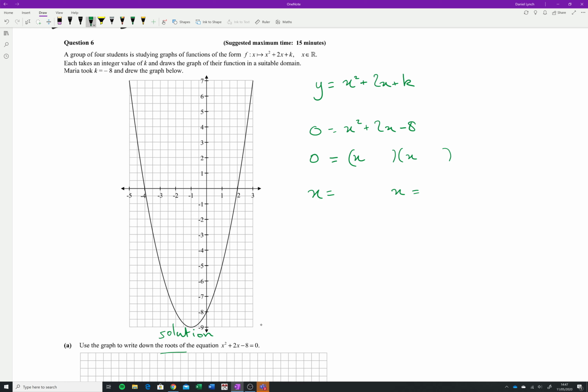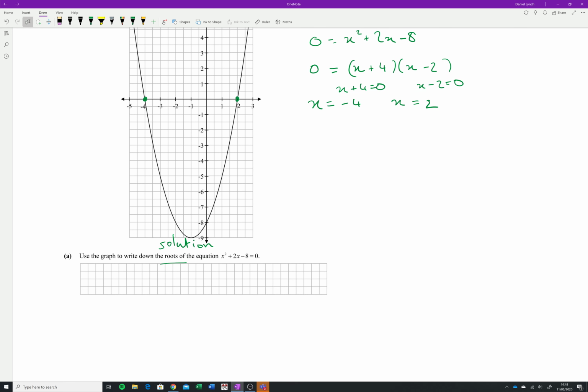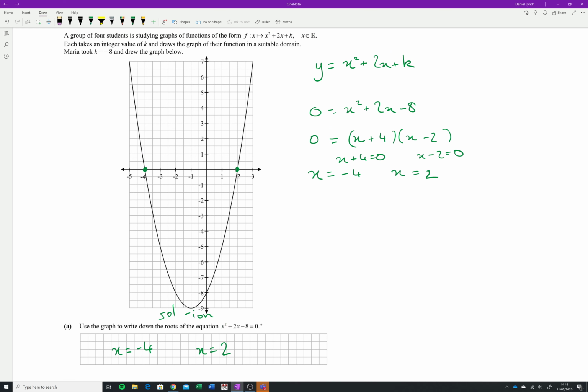And what we'll be looking at is +4 and -2, and so we get the answer that x plus 4 equals 0, so x is -4. And x minus 2 is 0, so x is 2. But if you're using the graph, you should know that the solutions or the roots are where it crosses the x-axis, i.e. where y is 0. So we would just look at that and say it occurs when x is -4 and when x is 2. So nice and easy.